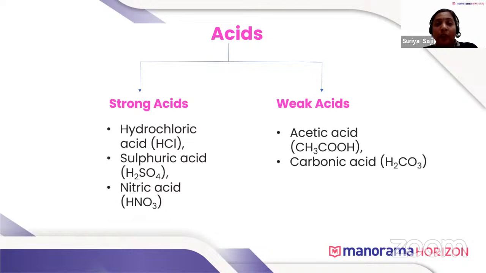Again, we can classify acids based on their strength into strong acids and weak acids. Strong acids include hydrochloric acid, sulfuric acid, nitric acid, etc. Weak acids are acetic acid, carbonic acid, and benzoic acid. All these are weak acids.